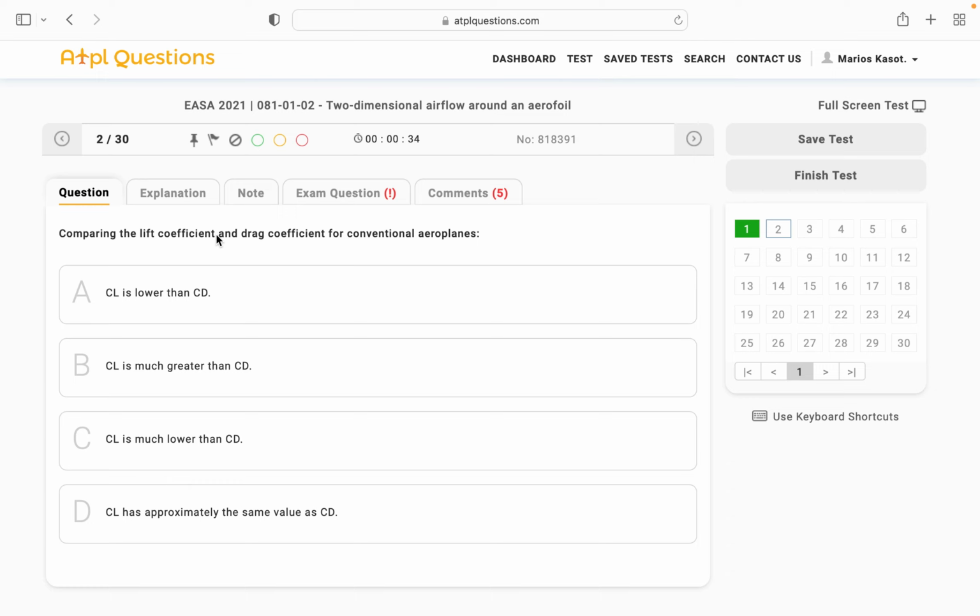Comparing the lift coefficient and drag coefficient for conventional airplanes: coefficient of lift is lower than coefficient of drag; coefficient of lift is much greater than coefficient of drag. Of course, this is correct. Coefficient of lift is much lower than coefficient of drag; and coefficient of lift has approximately the same value as coefficient of drag. Of course, the correct answer is coefficient of lift is much greater than coefficient of drag.